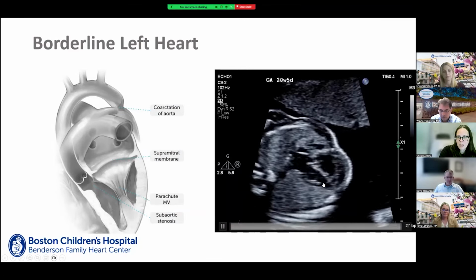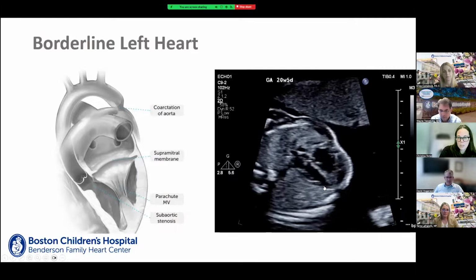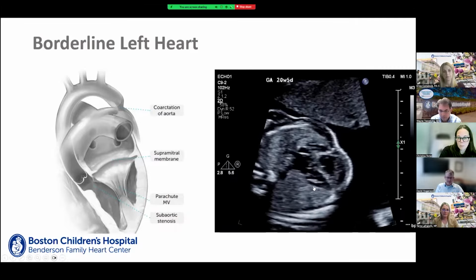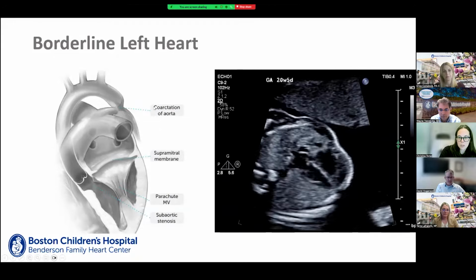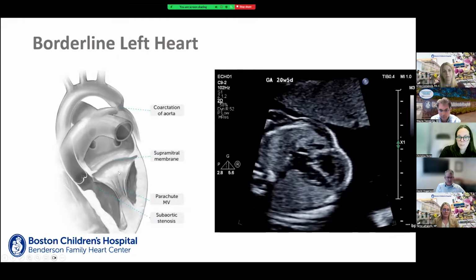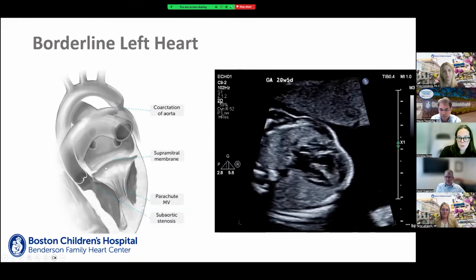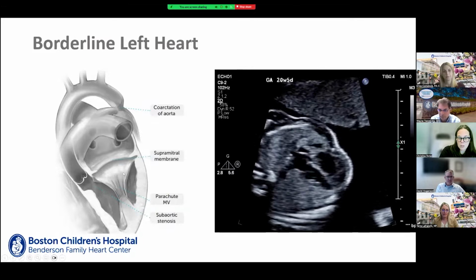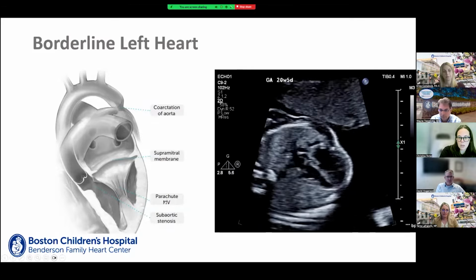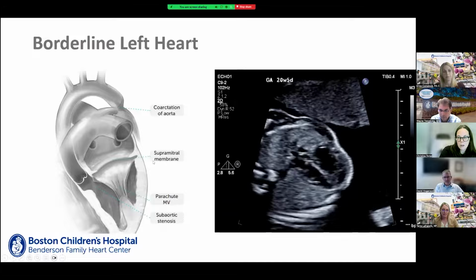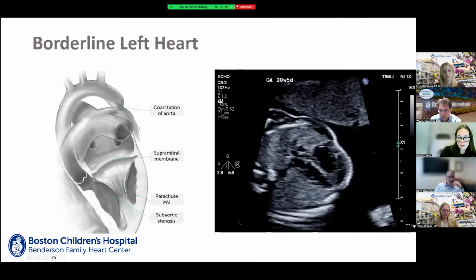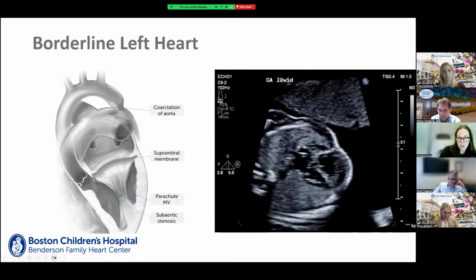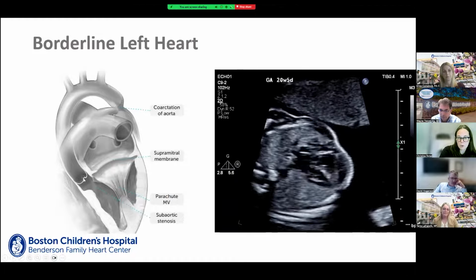And a lot of times in our borderline left heart patients, we see that they have an abnormal mitral valve. Sometimes it can be a parachute, sometimes there can be a membrane. And a lot of times the aortic valve can either be small with subaortic stenosis or coarctation of the aorta. For these patients, they often don't need those palliative procedures. And a lot of times we can see how they do with just an aortic arch augmentation and repair of the coarctation.